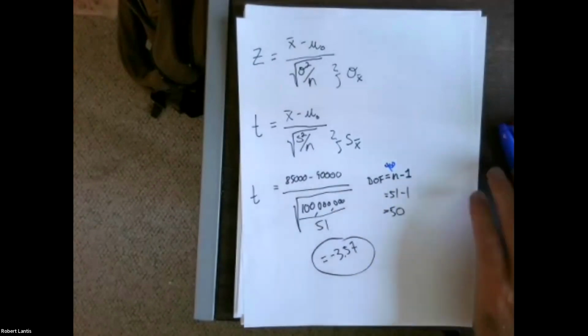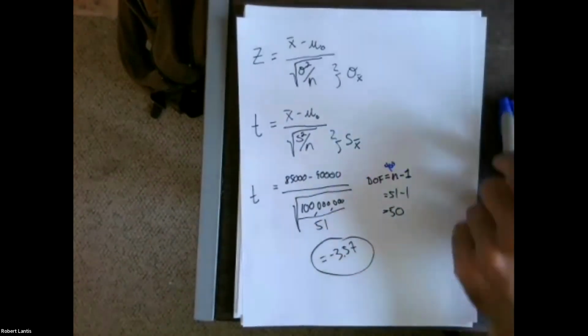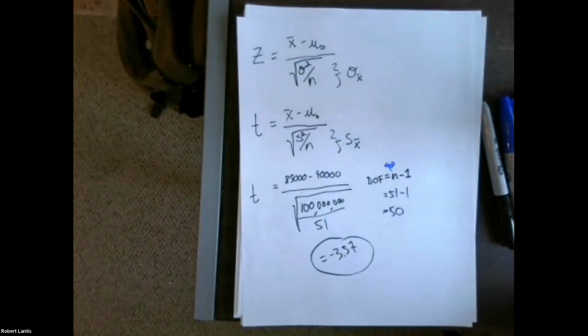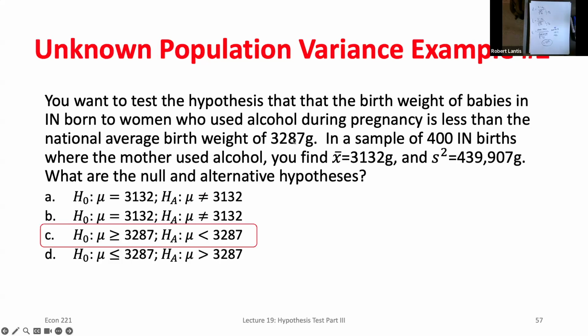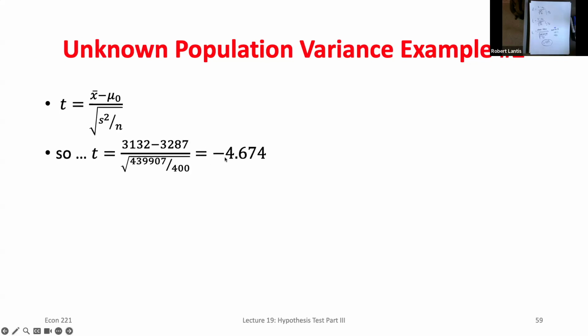One thing we said about the student T is that as you get higher and higher sample sizes, it essentially converges to the standard normal. So we'll see this here in just a second. So let's go back here. All right, so once again, we found sample evidence that was below the assumed true value, so we should have a negative test statistic. Sure enough, when we plug our values in, we get about negative 4.6.